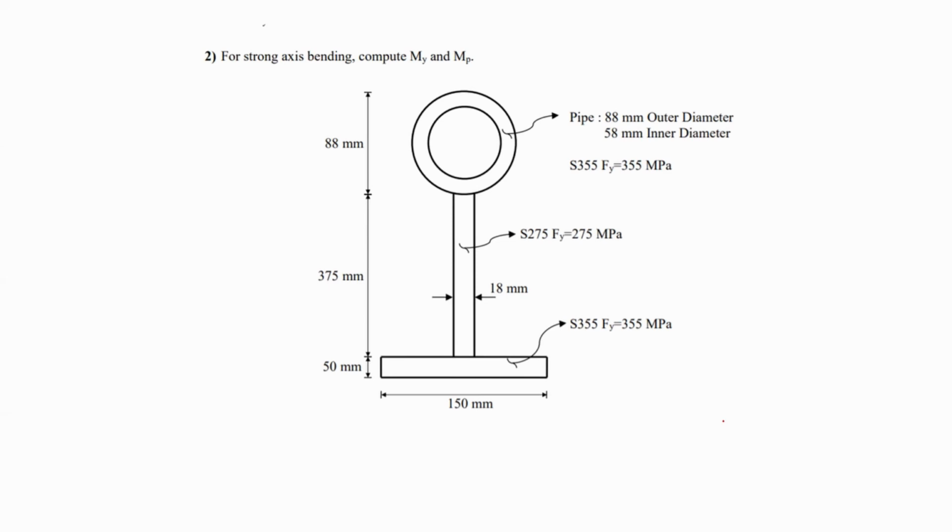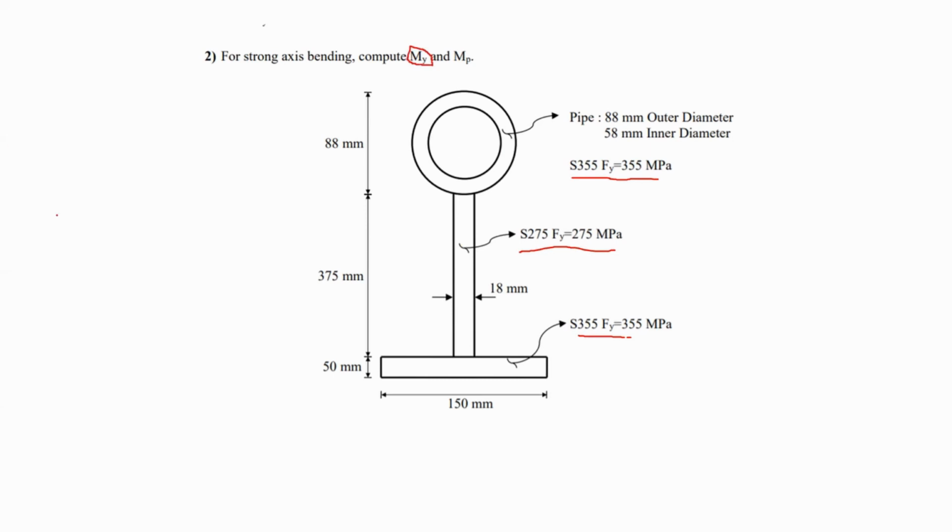As you can see here in this section, I have sort of a pipe that is hollow from inside, and I'm given the steel yielding capacity for this part, the rectangular part, and lastly this one, I have the yielding strength of it. I'm given all the dimensions as well. Now, first of all, I'm going to calculate My. Let's focus on My first.